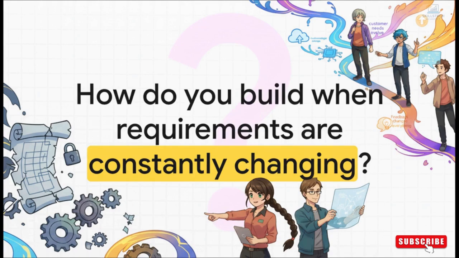Traditional project management, it loves a nice, neat, fixed plan. But reality is messy. Customer needs change, new tech pops up, and a single piece of feedback can turn everything on its head. So how on earth do you build anything good when you don't even know exactly what the finish line looks like? Well, that is precisely the problem adaptive frameworks were born to solve.